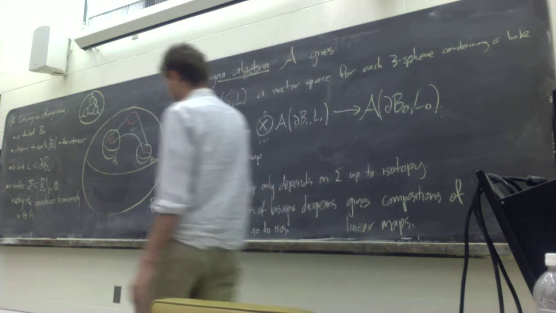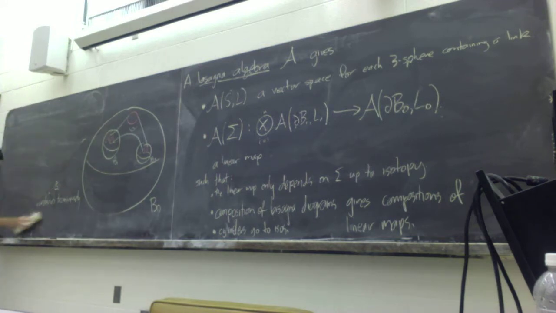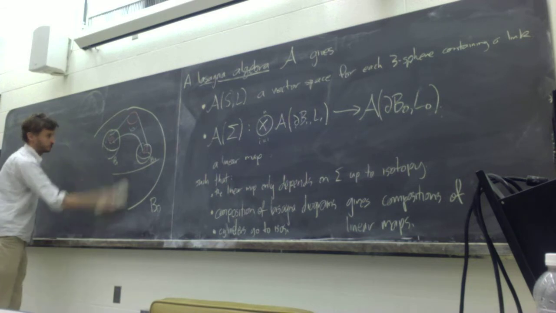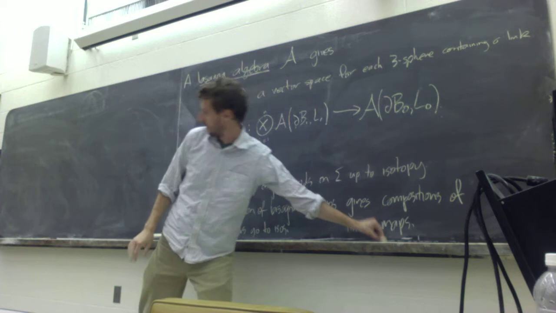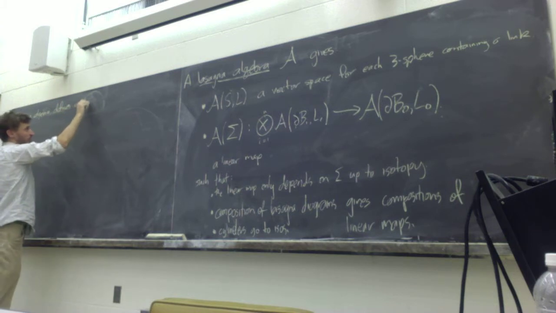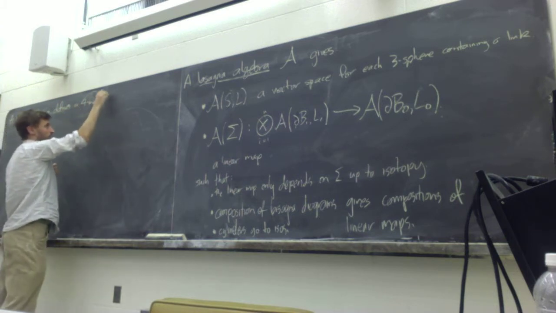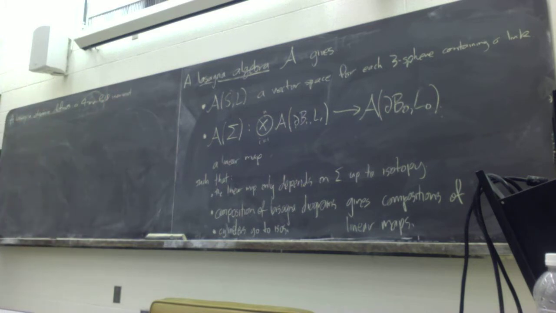Forget Khovanov homology for a while. What can you do with one of these lasagna algebras? Although this invariant that I'm about to define looks somewhat ridiculous, by the end of the talk, hopefully I'll say a little bit about how to compute it, which is not at all obvious from the definition.